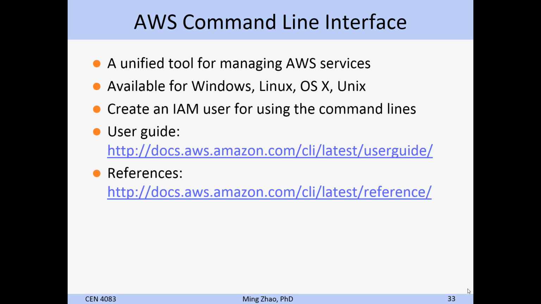Now, this is important. You need to create an IAM user for using the command lines. Later on when we do the demo on the SDK, I will emphasize this again. You also need to use an IAM user for the SDK. In fact, you only need to create one IAM user for your entire project, including both the part that uses the command line interface and the part that uses the SDK. And this IAM user needs to be a power user so that it has enough privilege to access your resources, including not only viewing but also controlling your resources. Do not use your root credentials to interact with your AWS resources.